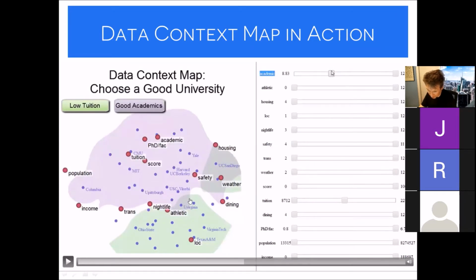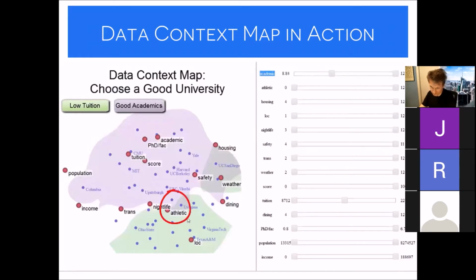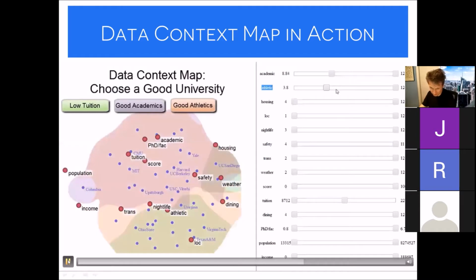It actually turns out to be both affordable and good athletic score, sorry, and good academic score. So wow, that's pretty good. But let's see, I still have this other constraint. I want to go to a school that has a really good athletic program, so let's go further and say, okay, athletic. Let's go to athletic, and then use this athletic slider and make a region there, and I'm going to increase my expectation for athletic.